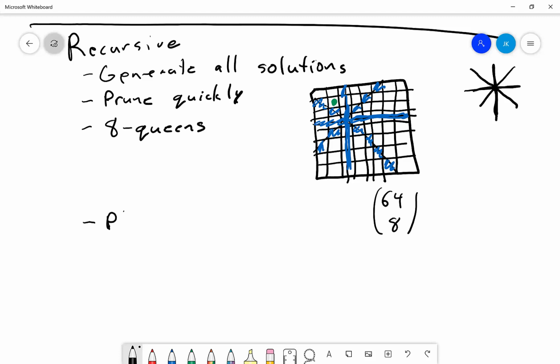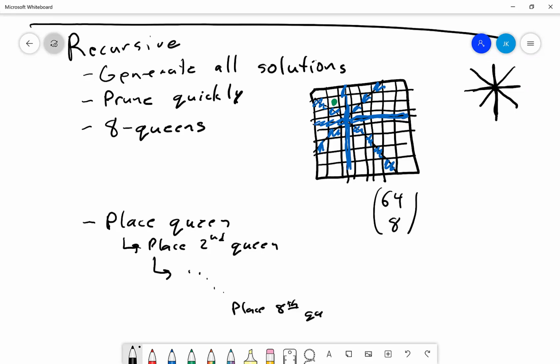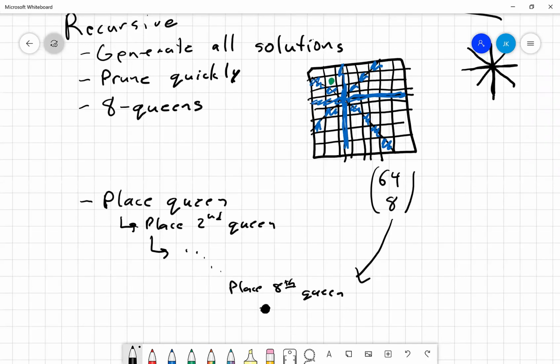And the idea is we place a queen, and then place a second queen. And then you keep placing a third, and you do that all the way up until you place the 8th queen. And now, if you were to do this and you were to be totally naive, and the only time you ever checked anything was here after you'd placed 8 queens, well, guess what? You'd have to do all 64 choose 8 options there. There'd be too many options available to choose from. And so that's just not feasible.